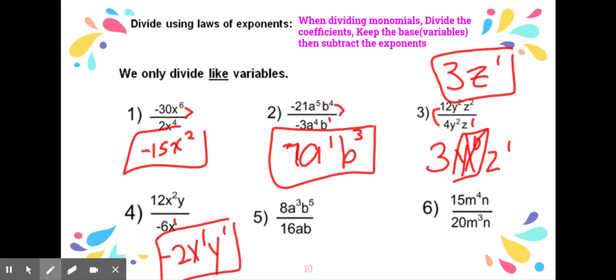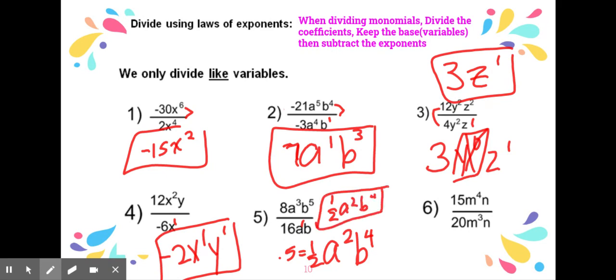All right, number 5, we have 8 divided by 16. If you put that in your calculator, you get 0.5, which is really a half. Now you have a to the 3rd divided by a to the 1st. Keep your base, which is a, subtract your exponents. 3 minus 1 is 2. And b to the 5th divided by b. Keep your base, subtract your exponent, and get 4. So in its simplest form, it's going to be 1/2 a to the 2nd, b to the 4th.